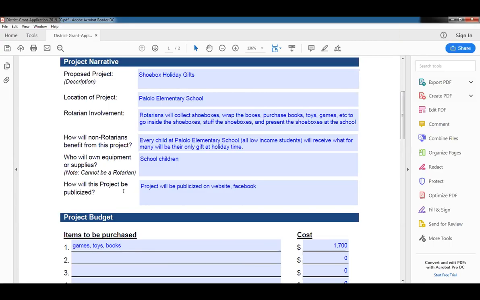So we want to take full advantage of this $200,000 that we have coming back into our district from the contributions that Rotarians in our district made 3 years ago, and that can have a big benefit to our community.